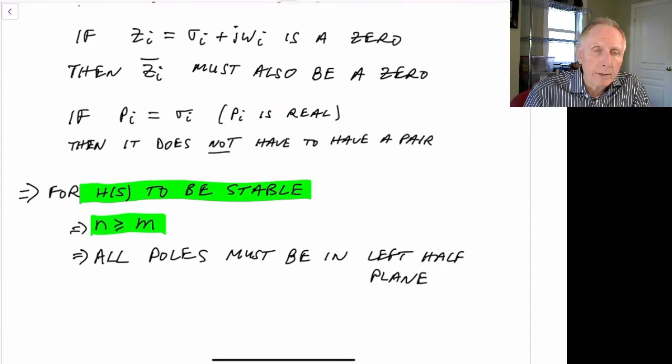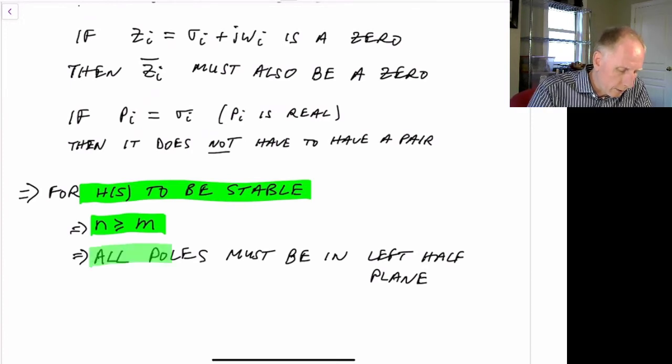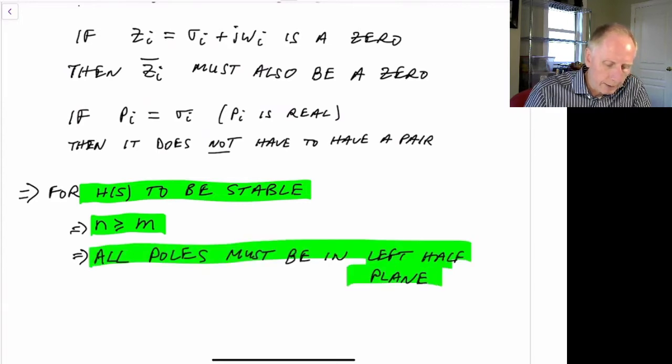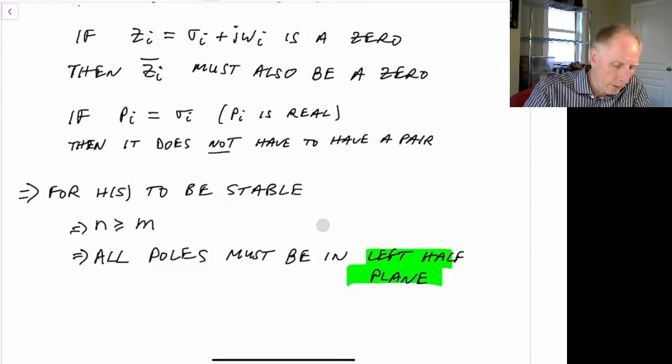You can see this because if the order of the numerator is less than the order of the denominator, then as you go to s equal to infinity, the gain at infinite frequency would increase and would go on to infinity. So you must have a gain which does not go to infinity at infinite frequency, or infinite s. Also, all your poles must be in the left half plane. So in other words, all of the real parts of the poles must be negative. And that will result in a stable H of s.